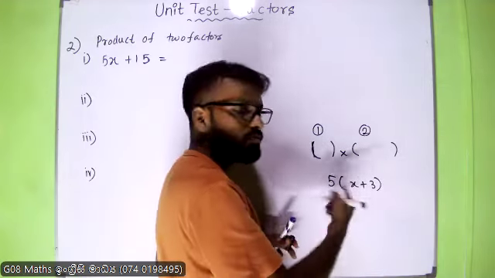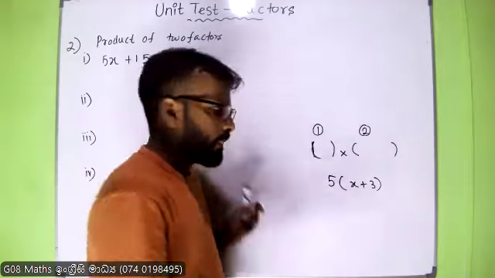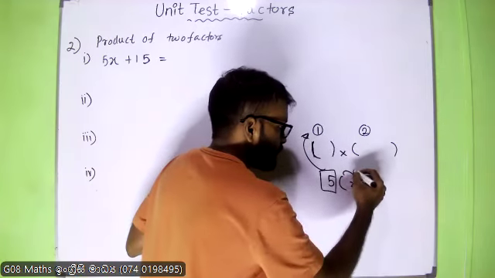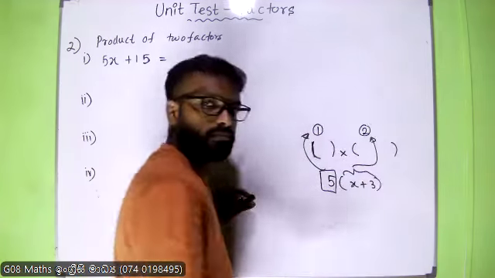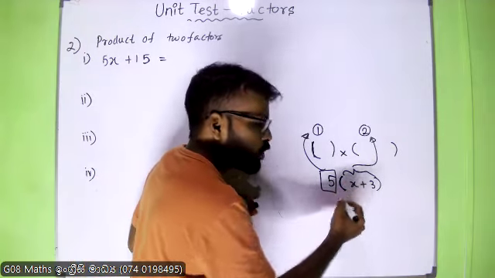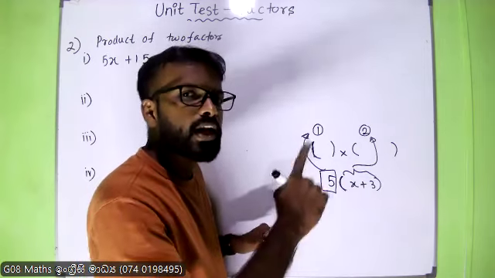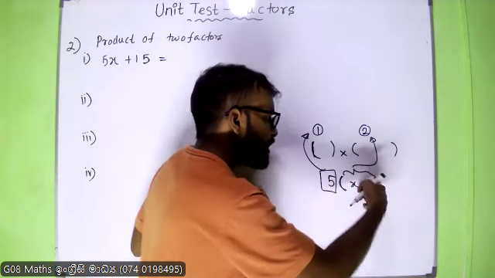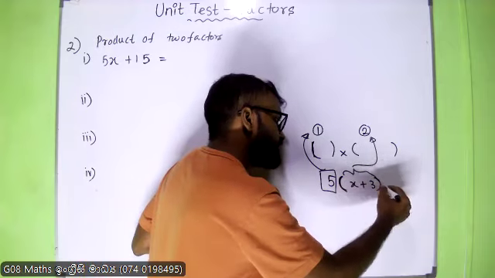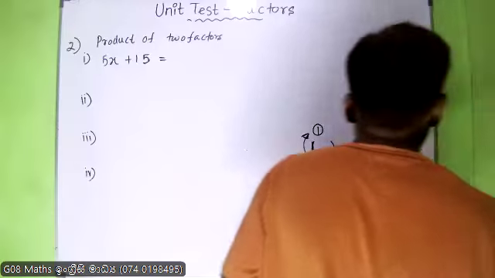So this is one way. This is a product of two factors. 5 is the first factor and this part is the other factor. Product means, what does the parenthesis mean? Parenthesis means multiply. 5 multiplied by (x plus 3). So that is the thing you need to understand.